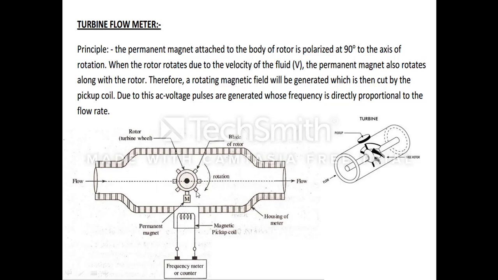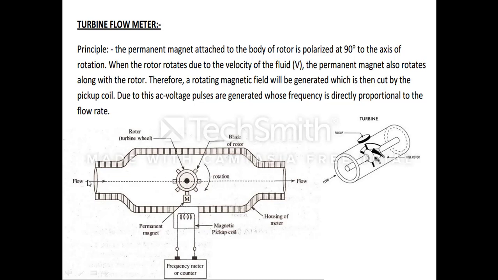The turbine wheel, as you can see, has a number of blades. One of the blades is carrying a magnet. Just opposite to it, a permanent magnet is placed. Here we are keeping the magnetic pickup coil. This is called the frequency counter, counting how many times it is moving. This is the housing of the meter.